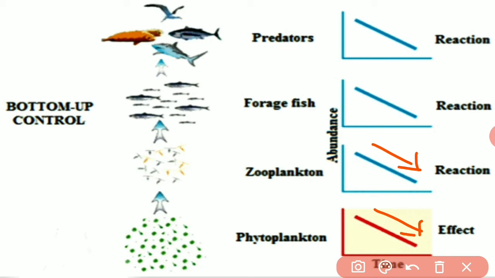And lastly, the same rule can be applied to large fishes also. So the graph will be in a declining direction. So this is the bottom-up control. Hope this is clear for you. Okay, so I hope your concept about this topic has been cleared after this session.